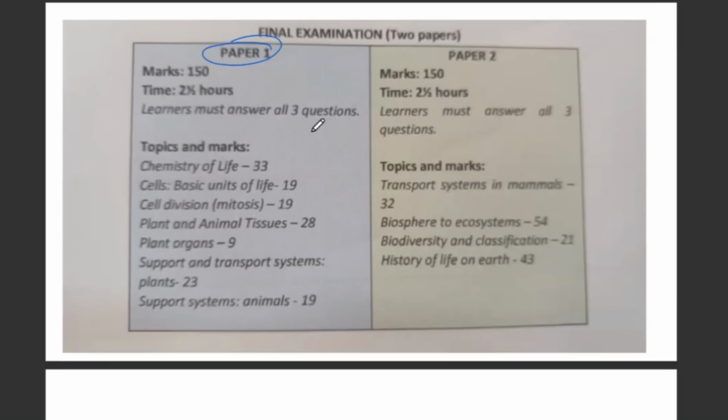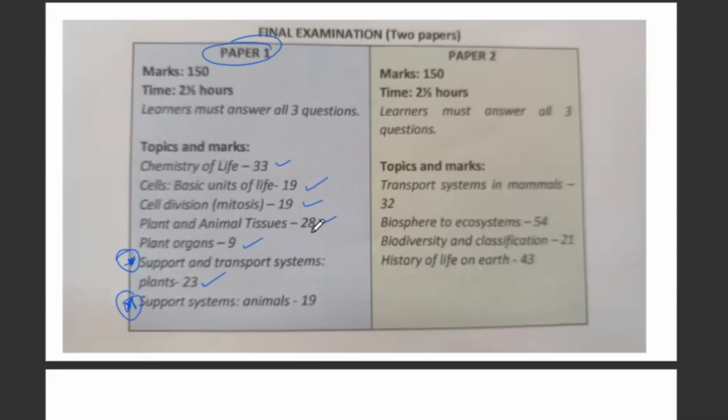The first one is chemistry of life, basic unit of life, cell division, plant and animal tissue, then plant organ, support and transport. Support and transport system in plants. Take note of this because many people are confusing it. Explain it. And then support system in animal tissue. Please take note also of this.